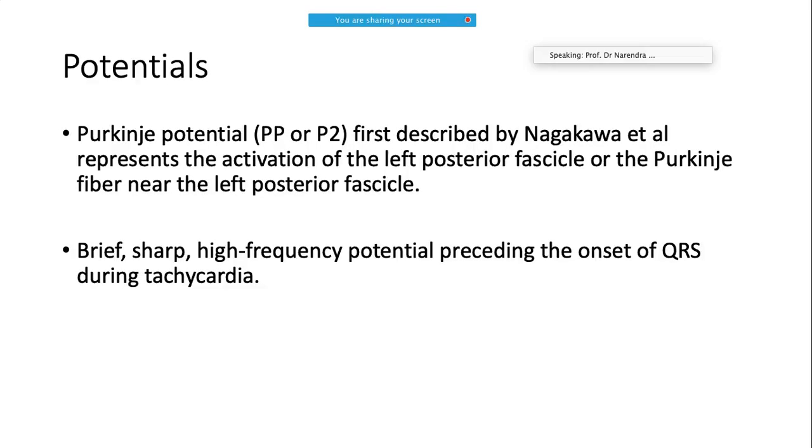The PP was again described by a Japanese doctor called Dr. Nakagawa, and it tends to show the activation of the left posterior fascicle, or the Purkinje fibers close to the left posterior fascicle, okay? And as I had already said, this also tends to be before the QRS, during the tachycardia. And this is a very sharp, very brief, and high frequency potential, in fact.